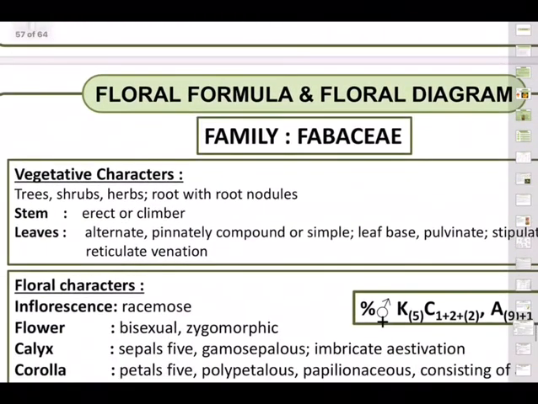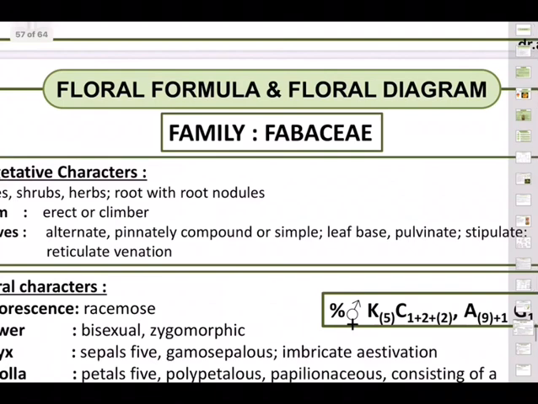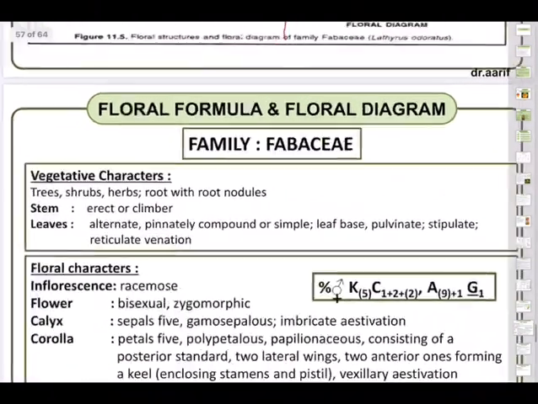In Fabaceae, the vegetative characters. What are the vegetative characters that we see? Now I want you to focus on this. This is called the floral formula. So in this, the percentage sign. Why are we writing this percentage sign? When we write it, what does it mean? Zygomorphic flower. That is, it is not an irregular flower. And when we write 0, arrow mark and up, it is a bisexual flower.